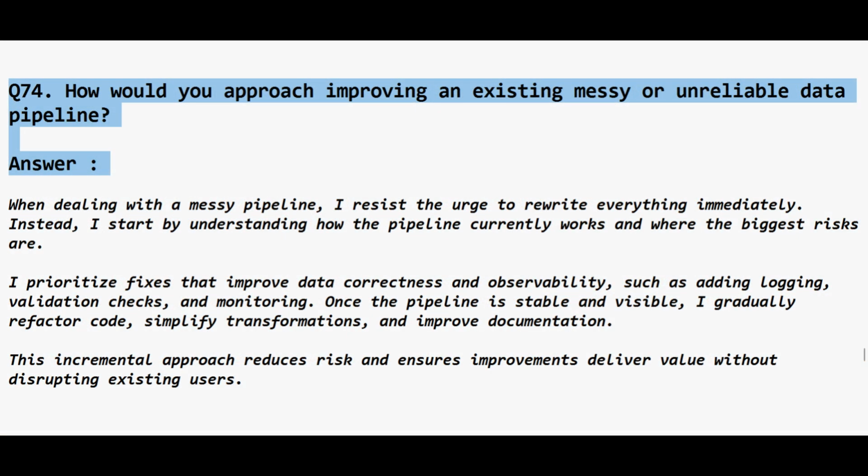How would you approach improving an existing messy or unreliable data pipeline? Answer. When dealing with a messy pipeline, I resist the urge to rewrite everything immediately. Instead, I start by understanding how the pipeline currently works and where the biggest risks are. I prioritize fixes that improve data correctness and observability, such as adding logging, validation checks, and monitoring. Once the pipeline is stable and visible, I gradually refactor code, simplify transformations, and improve documentation. This incremental approach reduces risk and ensures improvements deliver value without disrupting existing users.